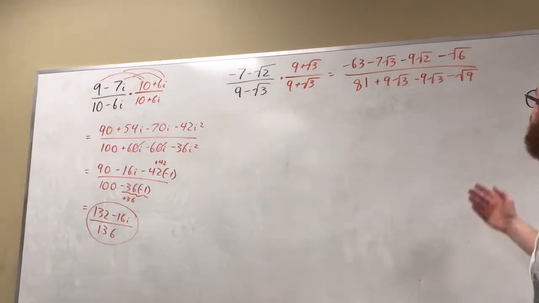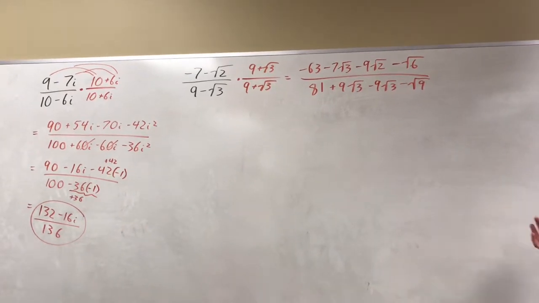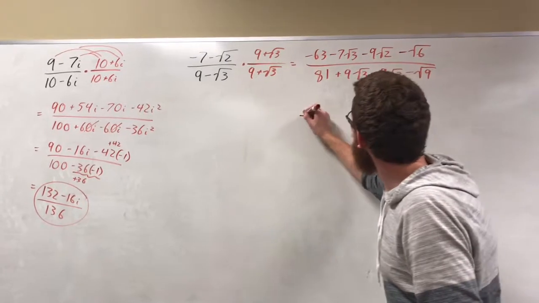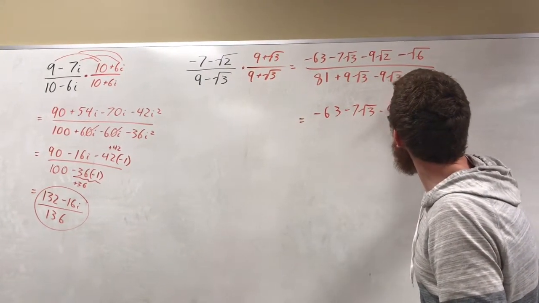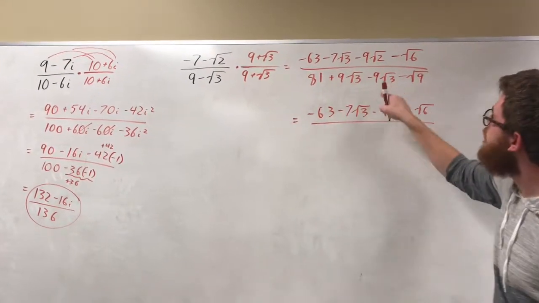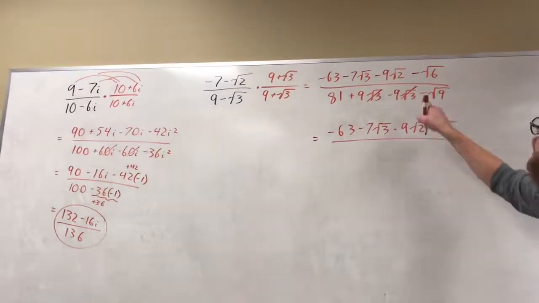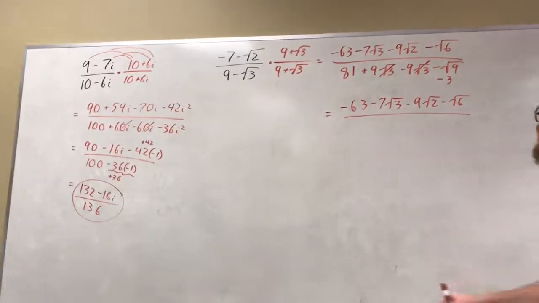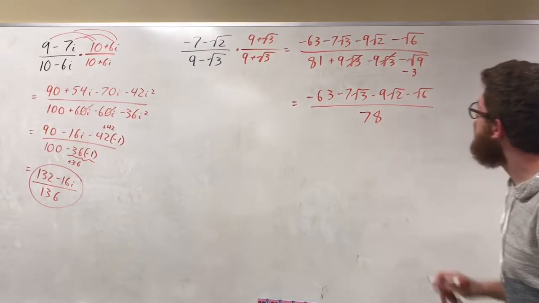On the top, notice there's nothing in common. There's nothing I can break down, so the top is going to stay exactly the same, but it's the bottom that we're going to be able to simplify. On the bottom, we have 9 root 3 minus 9 root 3. Those cancel out. And we know what the square root of 9 is. This is saying minus 3. So on the bottom, we have 81 minus 3, which gives us 78.